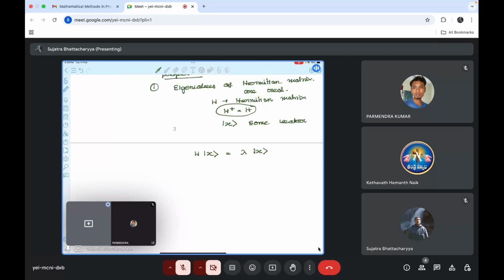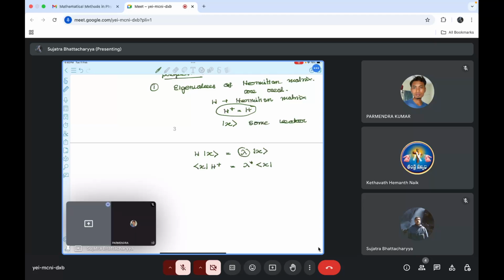Now, if you want to write it in the dual space, what will you write? X with H dagger. In the dual space, this will become lambda star and X, because we are still not sure whether this lambda is real or not. We are trying to prove whether it is real. Right now we are assuming it is a complex number, so we take the complex conjugate sign. This is what happens in the dual space.